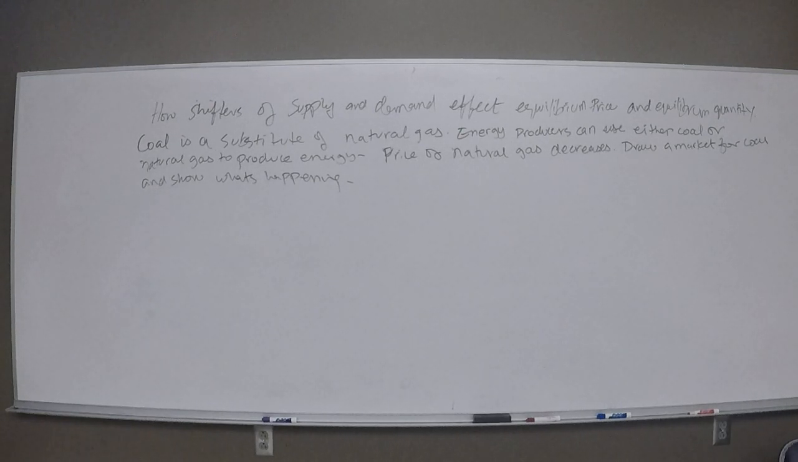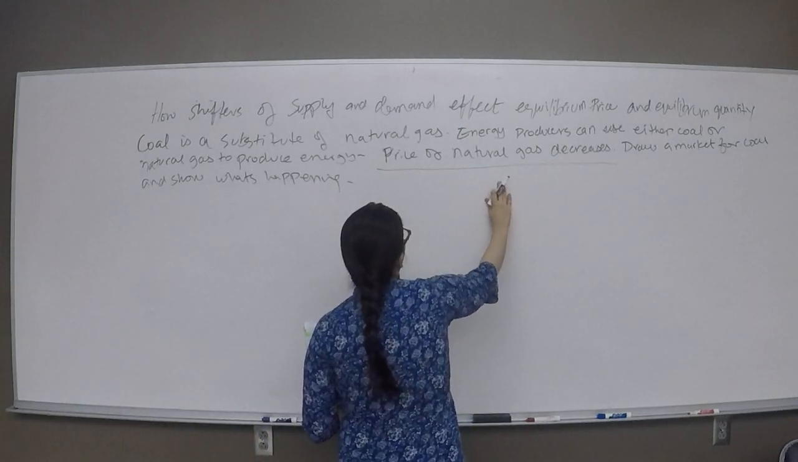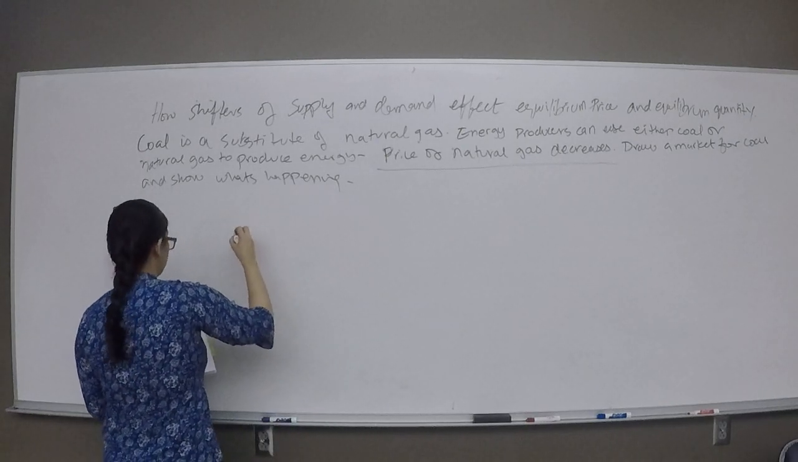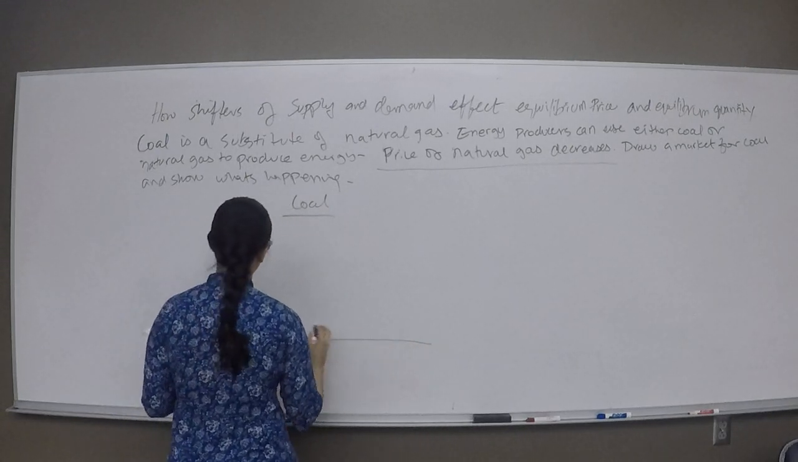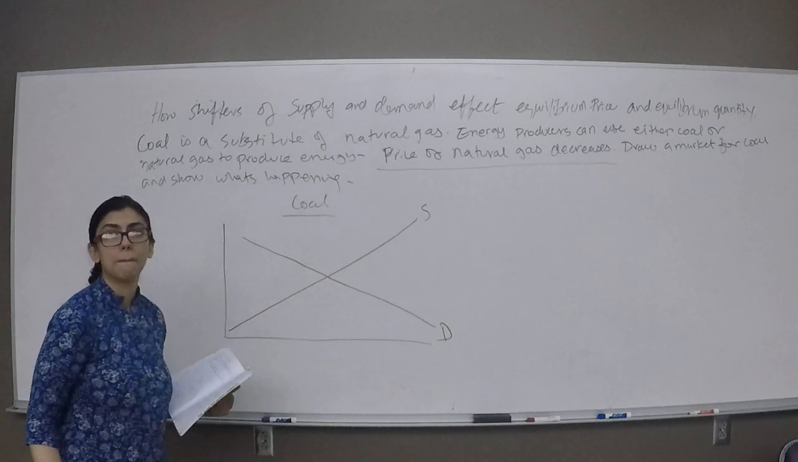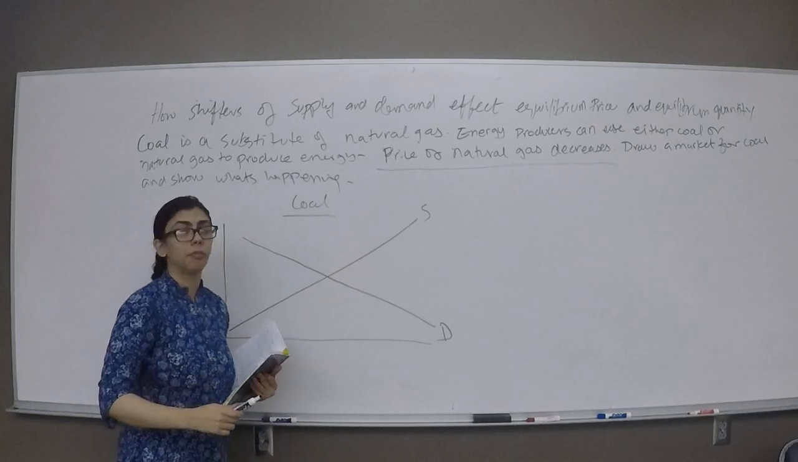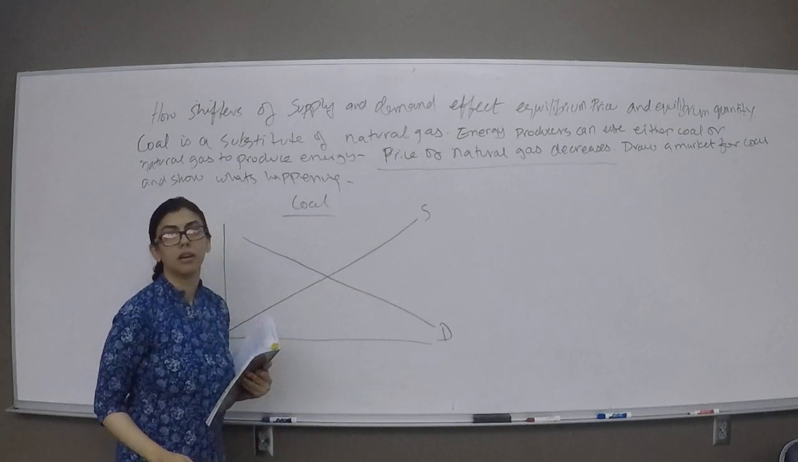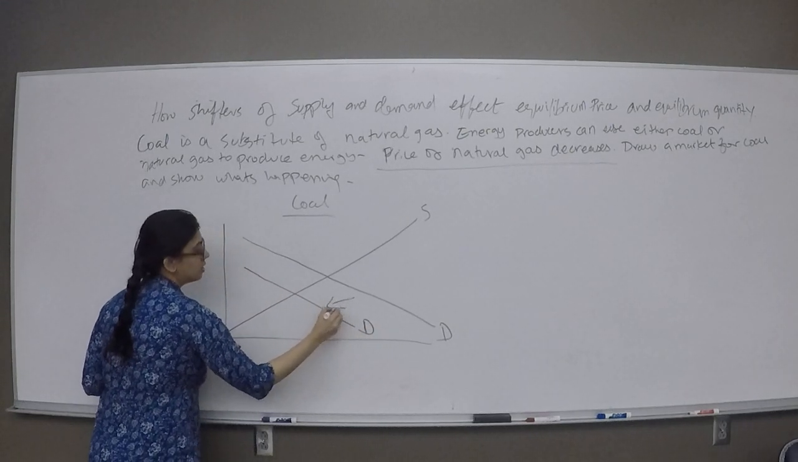We're told that producers can use either or. Price of natural gas has decreased. That's the major information given here. How does that affect the market of coal? What do you think is going to happen to coal? Demand goes down. Demand for coal is going to go down. Why? Because the substitute is cheaper, and people will buy that because it's cheaper. So demand for coal is going to decrease.